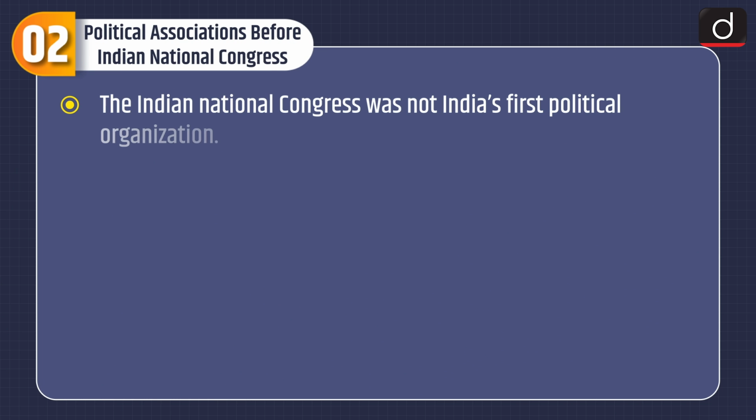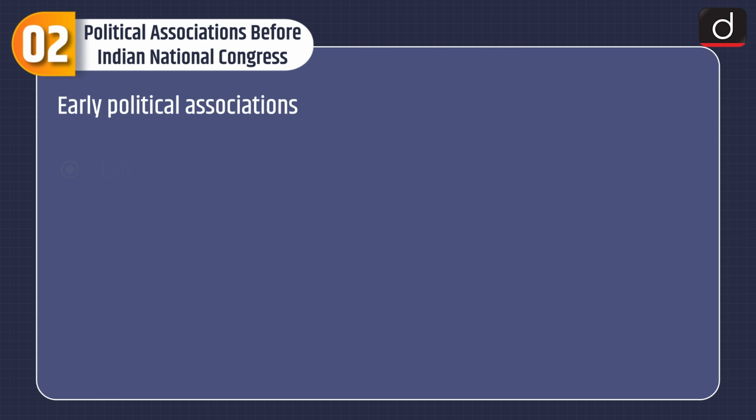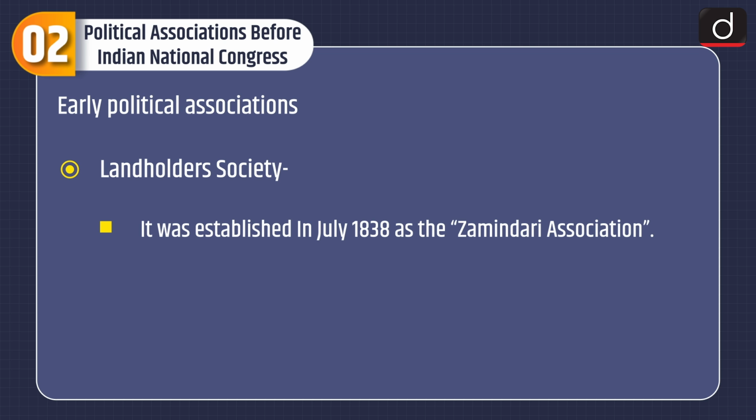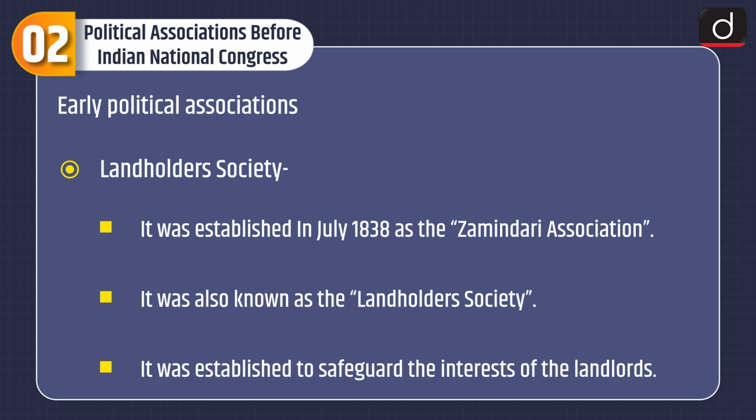Now let's discuss about political associations before Indian National Congress. The Indian National Congress was not India's first political organization. Various political associations existed before the establishment of Indian National Congress. Early political associations are: first is Landholders Society. It was established in July 1838 as the Zamindari Association. It was also known as the Landholders Society. It was established to safeguard the interest of the landlords.